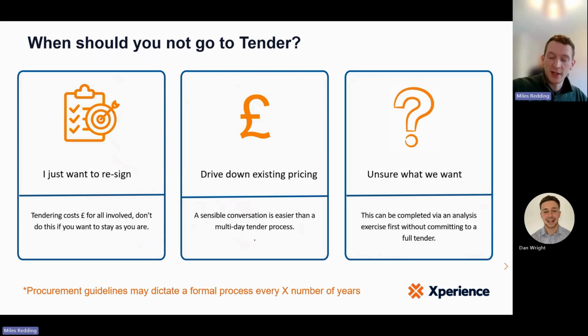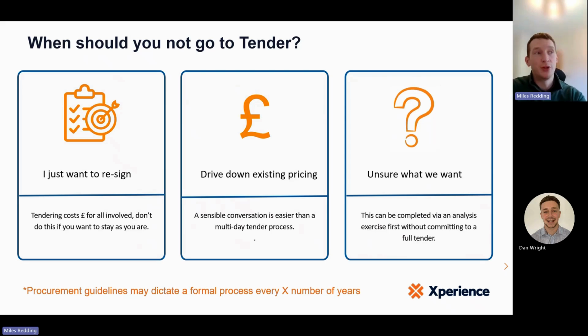So the question I often get asked is why shouldn't I go to tender? And the 3 reasons that I've put on screen here are what I would deem those main reasons and rationale. If you are happy receiving a good service and there's a good partnership in place with the existing provider and you just want to re-sign, I wouldn't recommend going through a costly process to do that. It's costly, consumes a lot of time and money. And if you just want to stay with where you are, have that conversation with your provider. I'm sure they'll be very receptive to that.